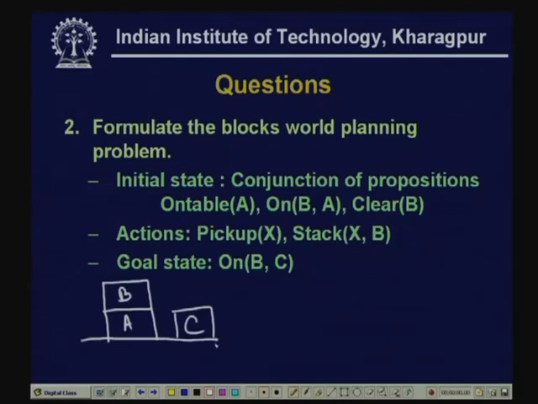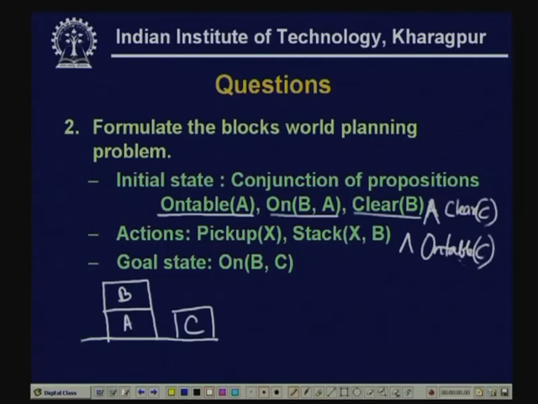How do we express this initial state? On table A, on B A, clear B, on table C, clear C. So, the description of the initial state of the planning problem can be given as a conjunction of on table A and on B A and clear B and clear C and on table C. So, this is how we can describe a particular initial state in terms of the propositions on table, on and clear.